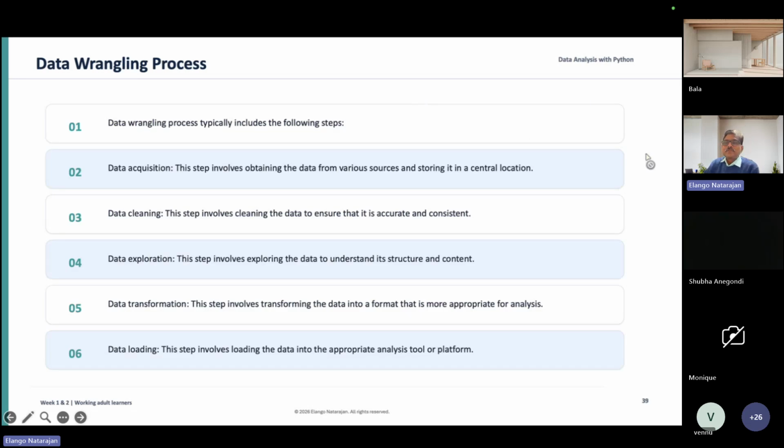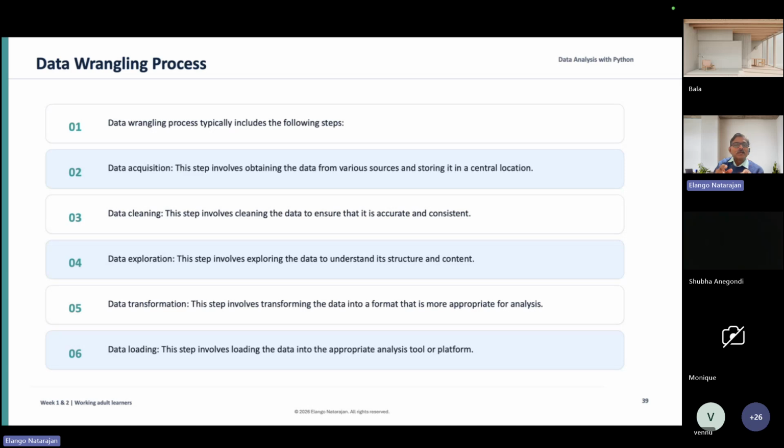Let's move on so we understand what data is and how it behaves. The next process is understanding the steps involved in extraction, transform, loading, all this. This kind of process is called the data wrangling process.